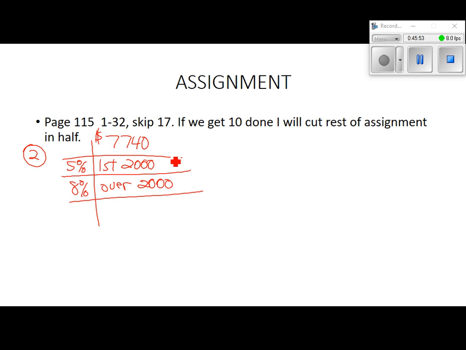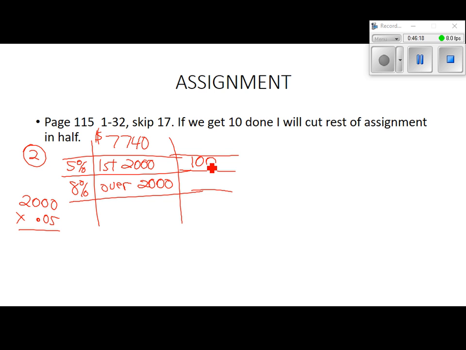How are we gonna figure out the first part? 2,000 times 0.05. That's the last time I'm writing that down. Everybody knows you bump the decimal over 2 places every time, right? So we don't have to write this down. You punch it in your calculator. 100? Everybody agree with that?